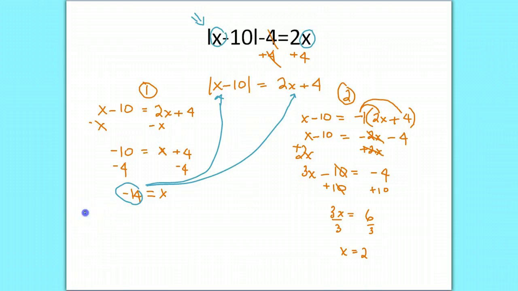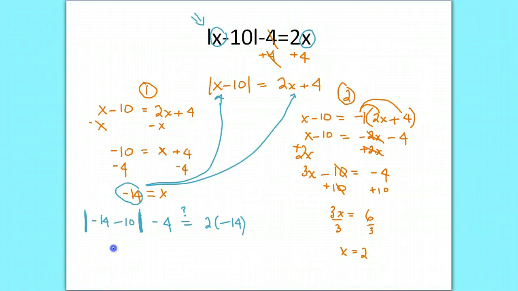So if I do that for negative 14, it would say the absolute value of negative 14 minus 10, and I'll make my absolute value signs nice and thick, minus 4 equals 2 times negative 14. And this is kind of like a question mark right here, like I'm checking to see, is that going to make this equation equal? And if so, then I can keep negative 14 as one of my answers. If not, I'm going to throw that one out.